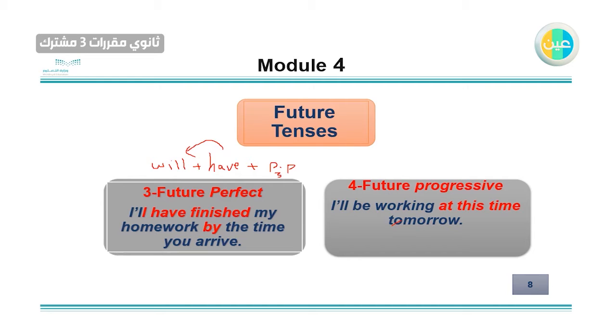Future perfect, student. Usually we use it when I talk about an action that will be completed before a specific time or another action in the future. Okay? How? Let's look. I will have finished. Here you have will, then you have, then the third form. Okay? I will have finished my homework.